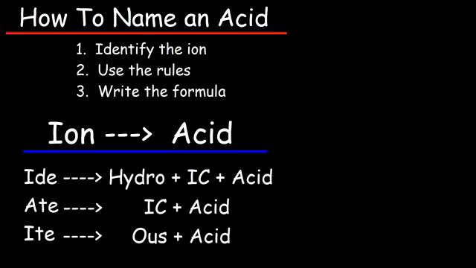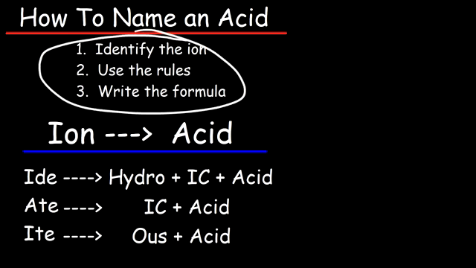In this video, we're going to talk about how to name acids. So here are some rules that you need to know. The first thing you want to do is identify the ion. It could be a polyatomic ion or a monoatomic ion. So hopefully you memorize those ions. If not, I recommend that you go to Google Images and just type in polyatomic ion sheet or something like that.